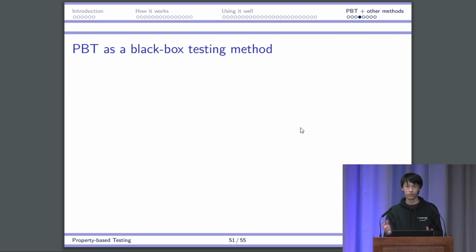And let's zoom out even more. Those previous two methods were static ways, or I guess white box ways, to make sure that your code is safe. Property-based testing is a black box testing method. It doesn't require access to the source code, and that presents many advantages in and of itself.